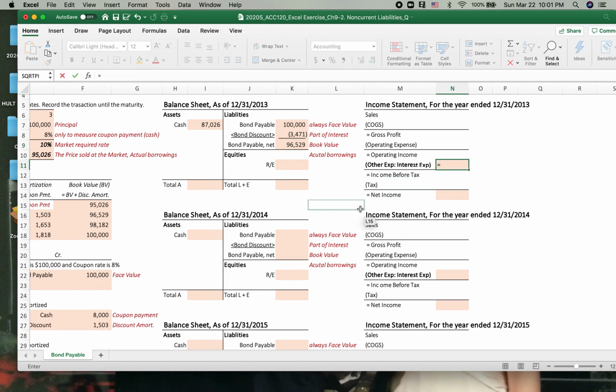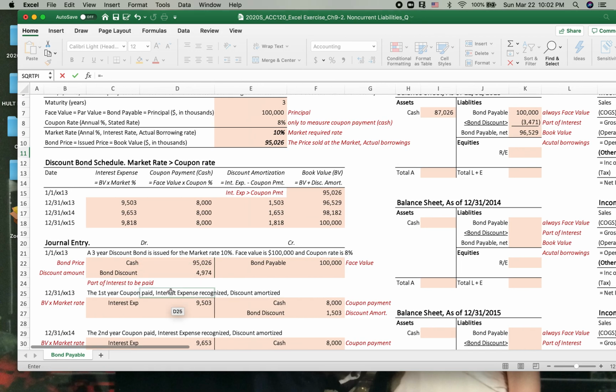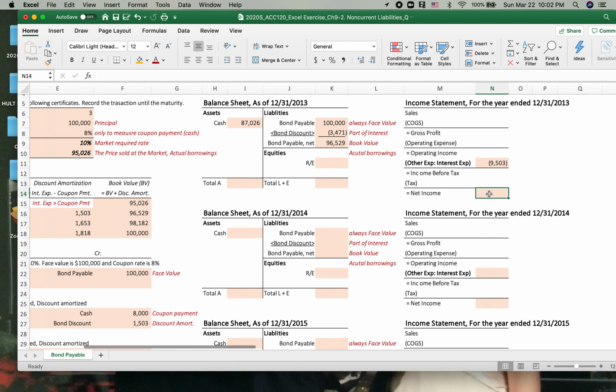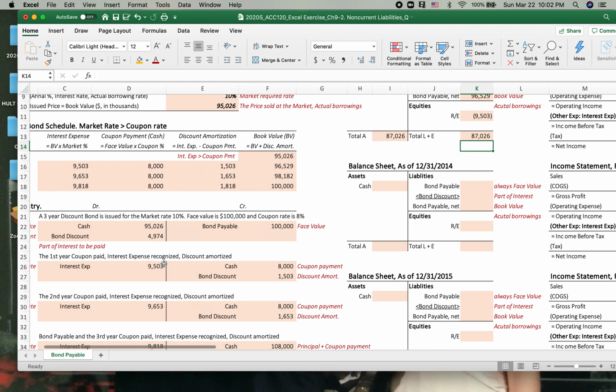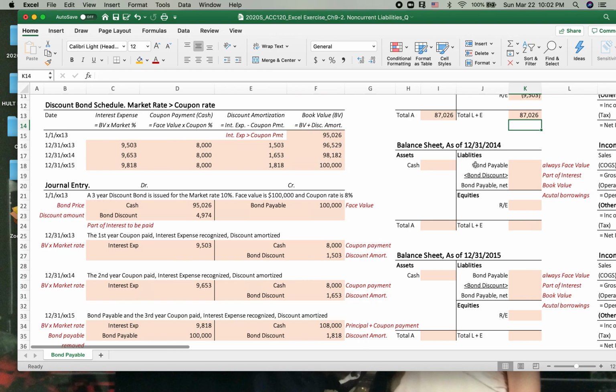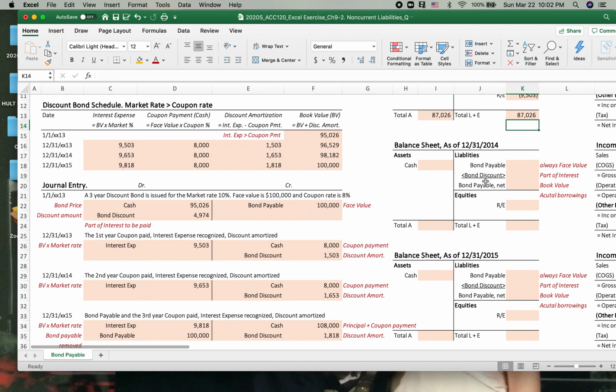Okay. Finally, we should recognize interest expense based on the actual borrowing times the market rate, 9,503. Then the net income should be linked to the retained earning. Let's make sure that we balance out between the asset and liability and equity. Okay, we match. Good. The balance sheet as of December 31st, 2014.